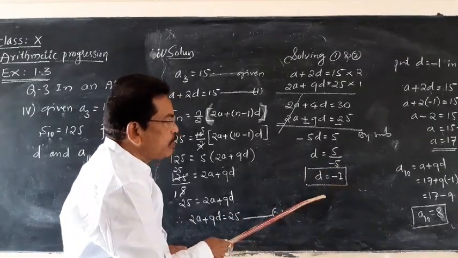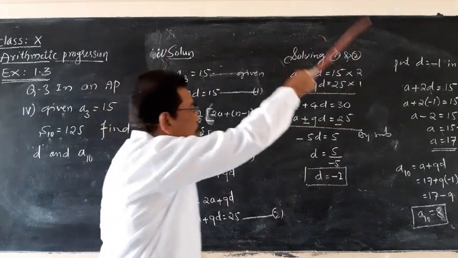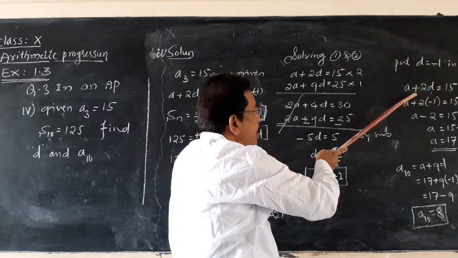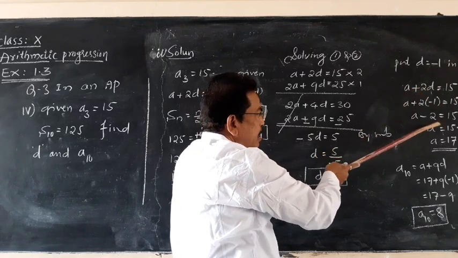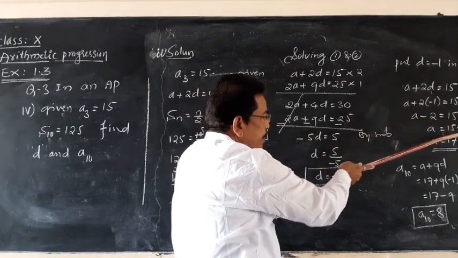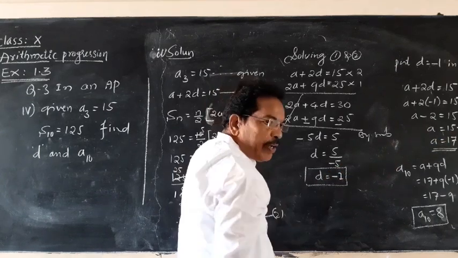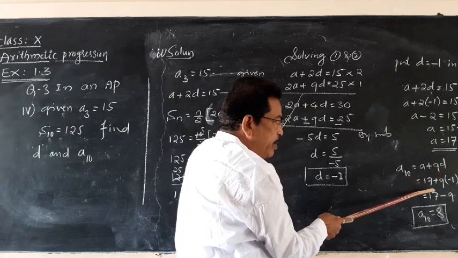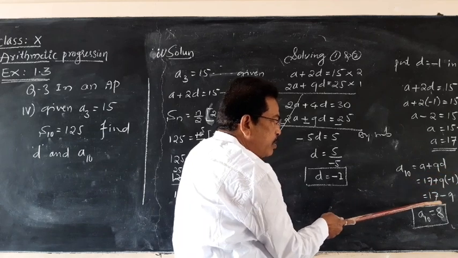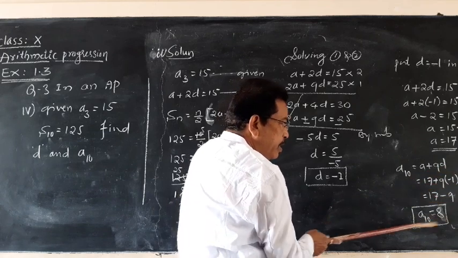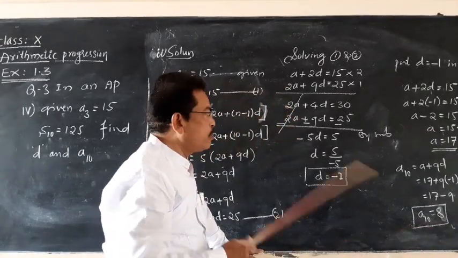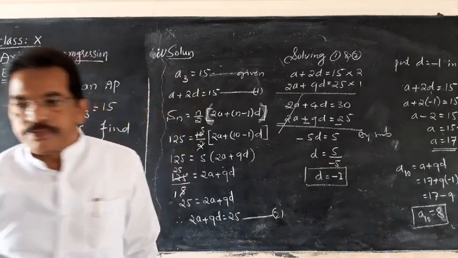After getting d equals minus 1, we substitute the value of d in any of the equations. We substituted in equation 1, so a plus 2 into minus 1 equals 15, and a equals 17 we got. Then we need a10, that is a plus 9d, 17 plus 9 into minus 1, 17 minus 9, 8. Therefore a10 equals 8. Okay? Try to solve such problems.